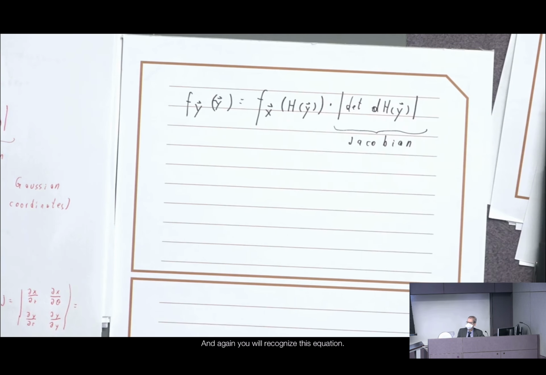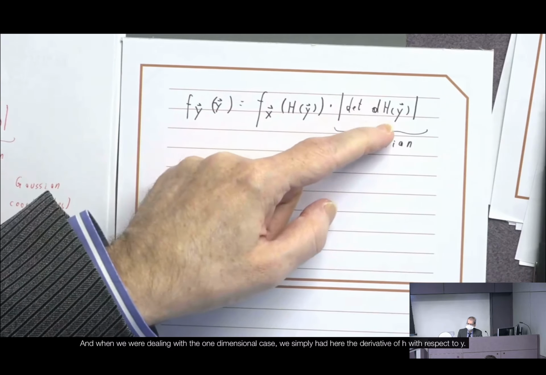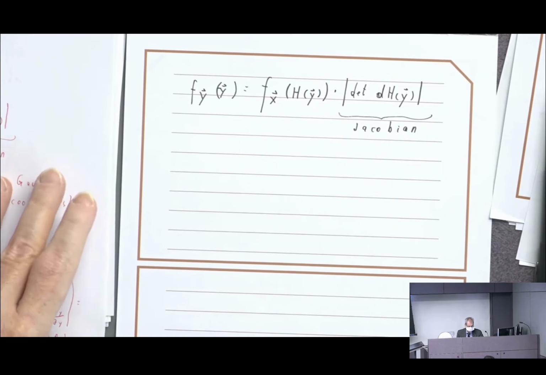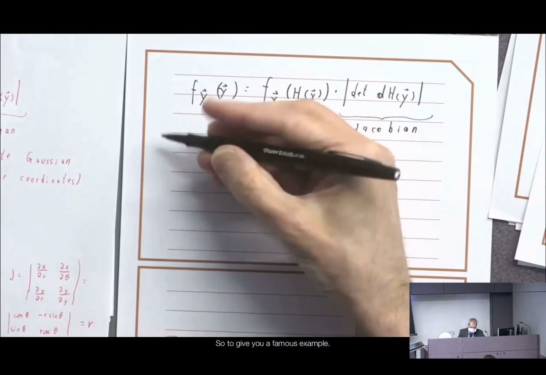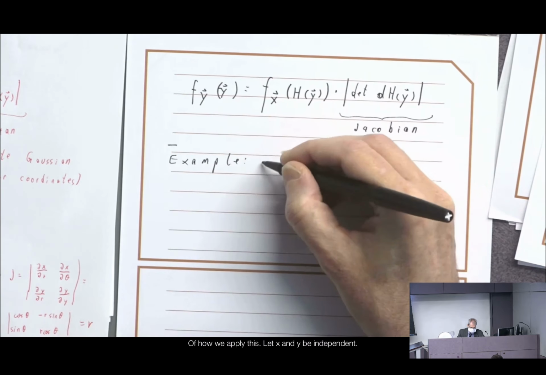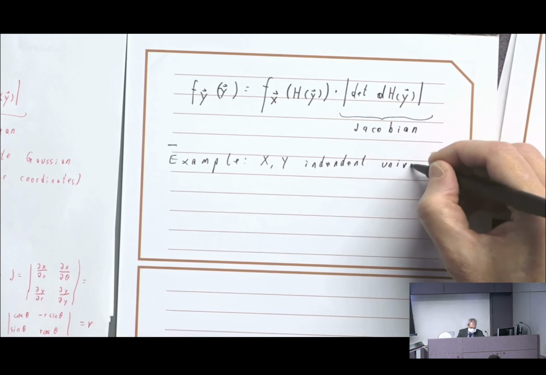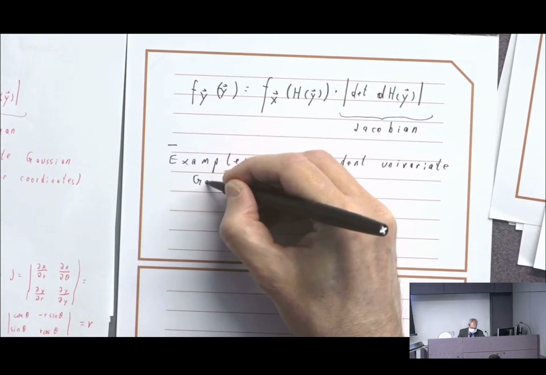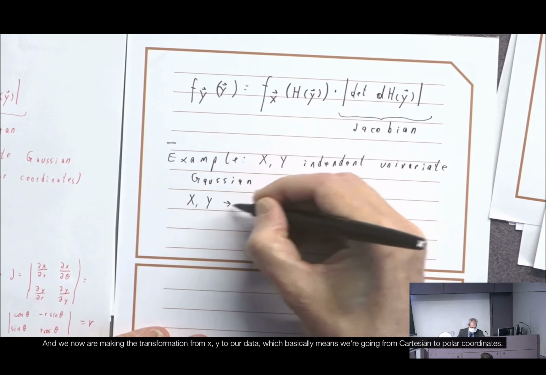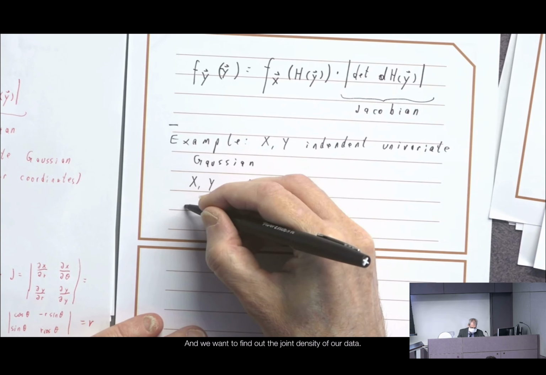And again, you will recognize this equation, and when we're dealing with the one-dimensional case, we simply had here the derivative of h with respect to y, so this is just the multidimensional generalization of that fairly straightforward expression that we had before. So to give you a famous example of how we apply this, let x and y be independent univariate Gaussian, and we now are making the transformation from xy to r theta, which basically means we're going from Cartesian to polar coordinates. And we want to find out the joint density of r theta.